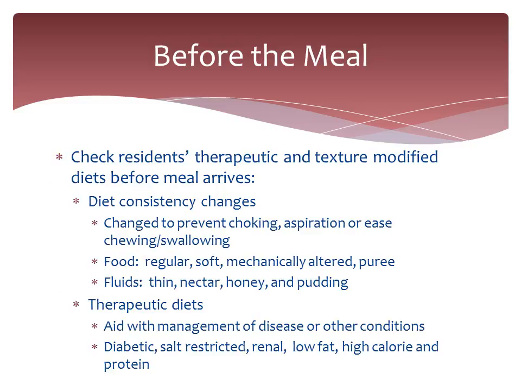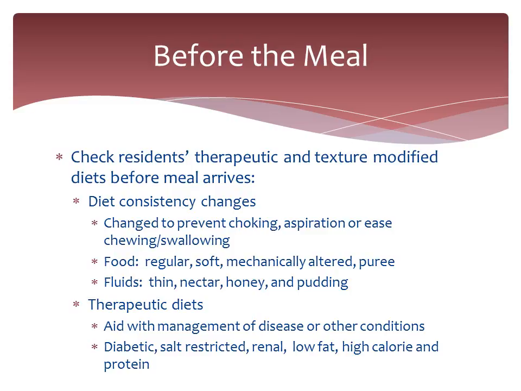Before the meal is delivered, check the resident's prescribed therapeutic and texture-modified diet. Residents may have a food or fluid consistency change due to difficulty chewing or swallowing to help prevent choking and ease swallowing. Food can have consistencies such as regular, soft, mechanically altered, or pureed. Fluid also can have a consistency change to textures such as nectar, honey, or pudding consistency for ease of swallowing.